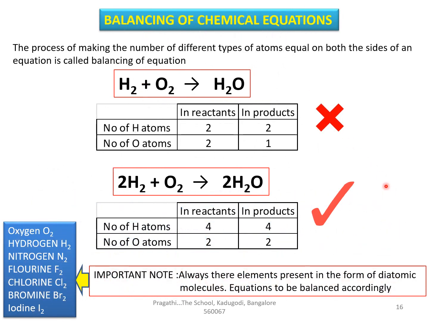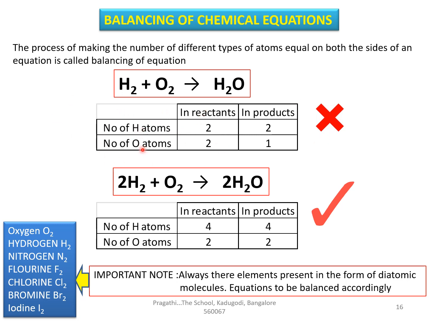Now we'll see the procedure of balancing a chemical equation. The process of making the number of different types of atoms equal on both sides of an equation is called the balancing of equation. We know balanced equation. What is the definition of balancing equation? The amount of atoms on the left hand side should be equal to the amount of atoms on the right hand side. Clear? The process of making the number of atoms on the left hand side equal to the number of atoms on the right hand side. That's it. Very simple.